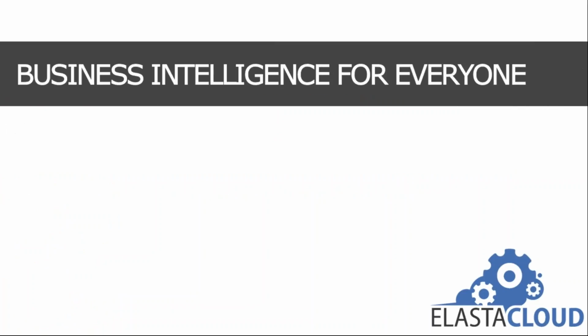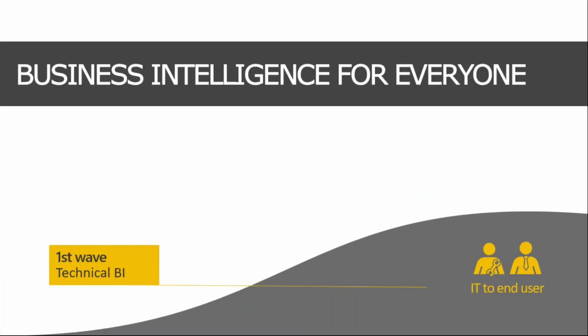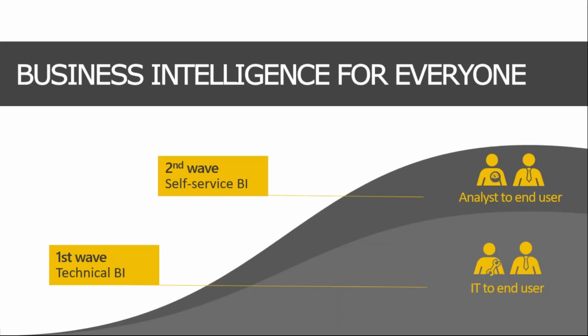So if we look at business intelligence for everyone, if we go back in time, the first wave of business intelligence was really IT departments having a need from the end user and sending technical BI direct to end users, but in a pretty solid format, i.e. data was given by an IT department to an end user who could see and visualize that data but couldn't do a lot with it.